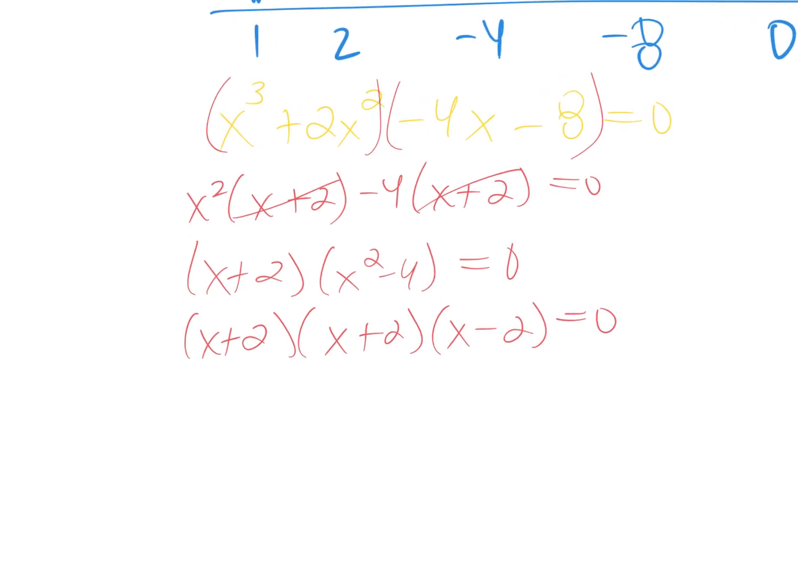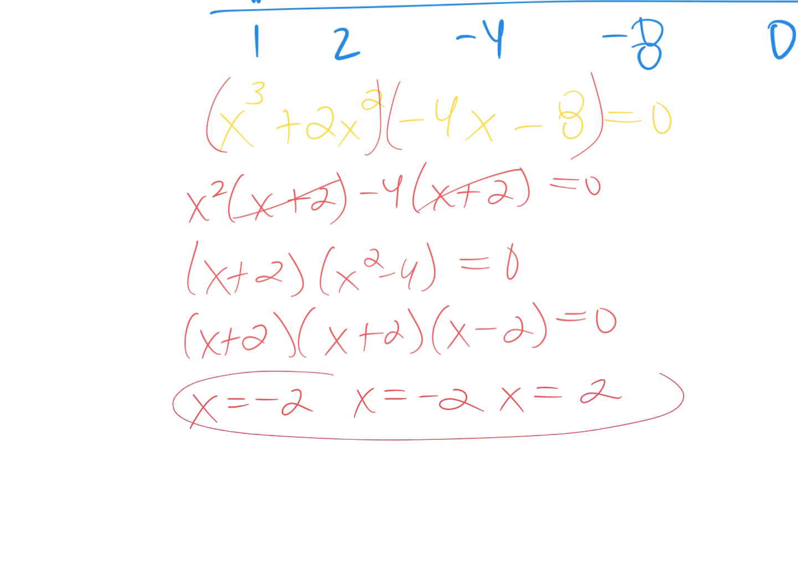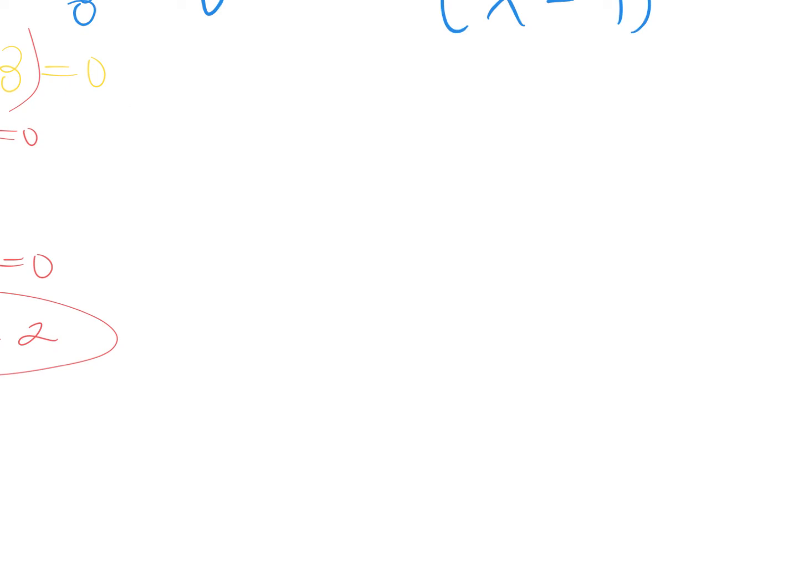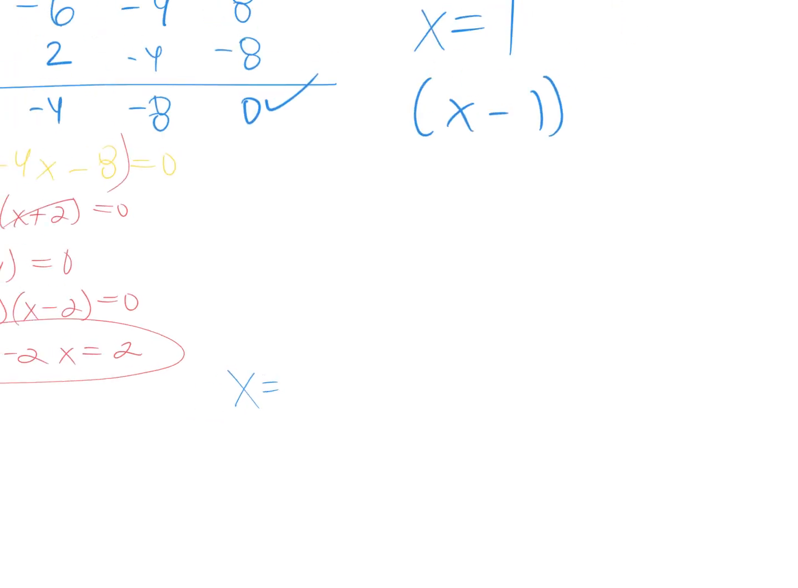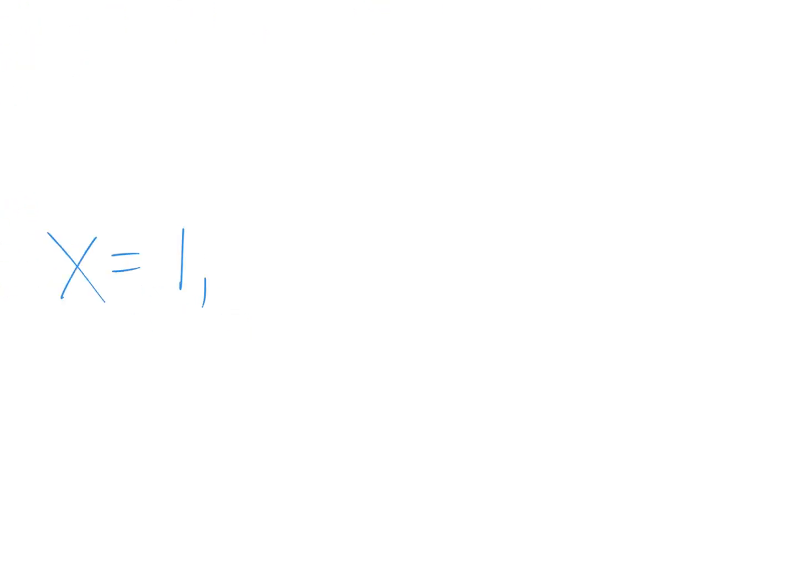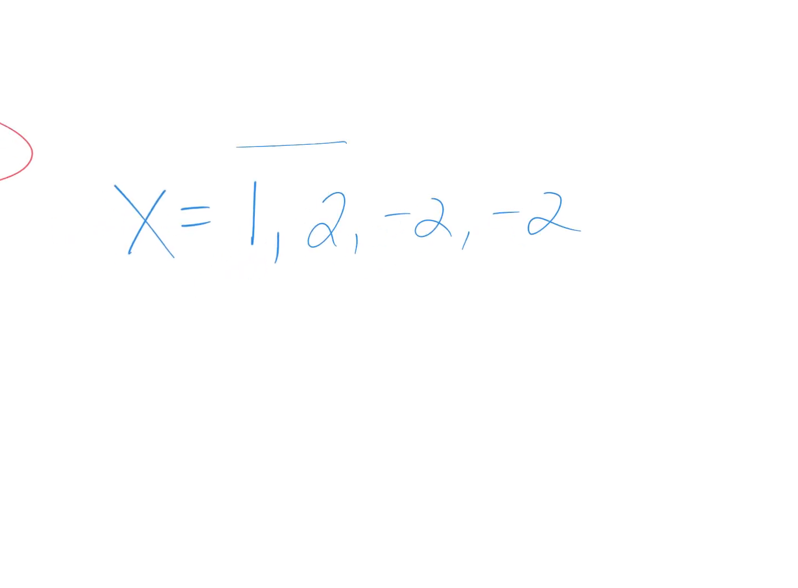So what are my answers here? x equals -2, and x equals +2. Here are my 3 more x's. How many total should I have? 4. So if I go back up here and I say, okay, I have 4 x's. I had x equals 1, -2, -2, and 2. So 2, -2, and -2. I have 4 answers. Those are my 4 zeros.